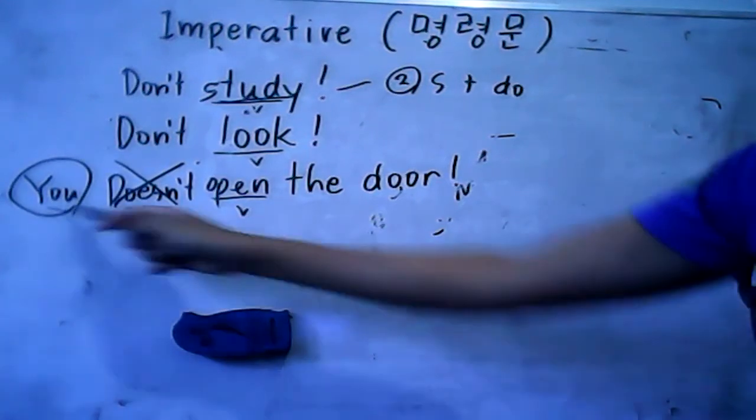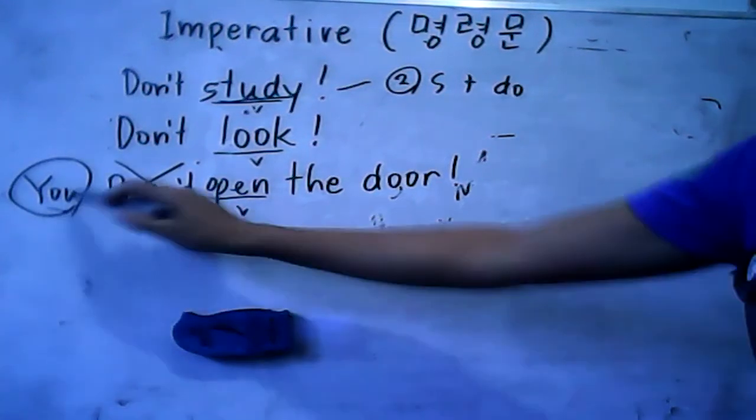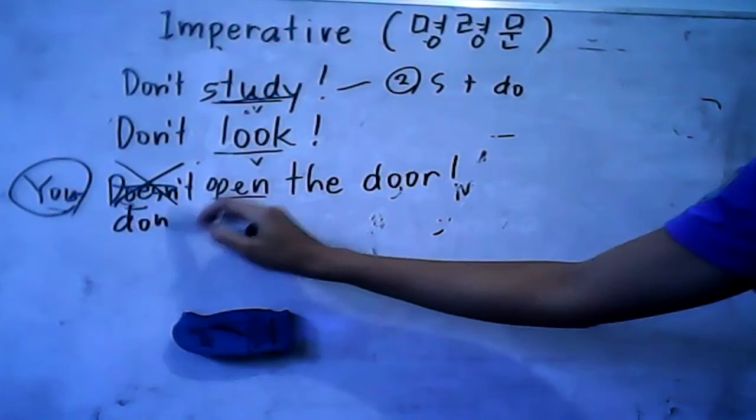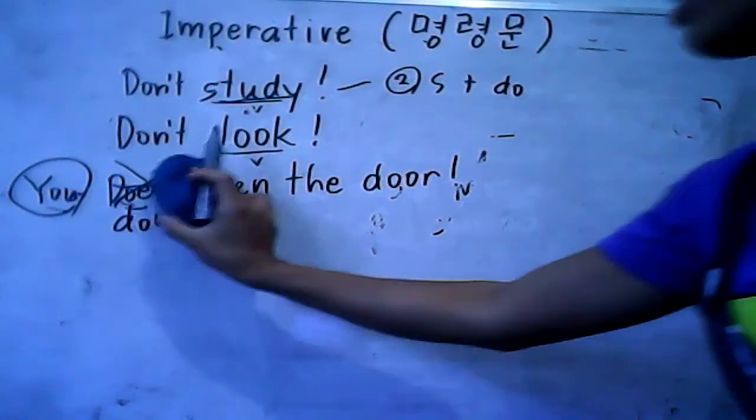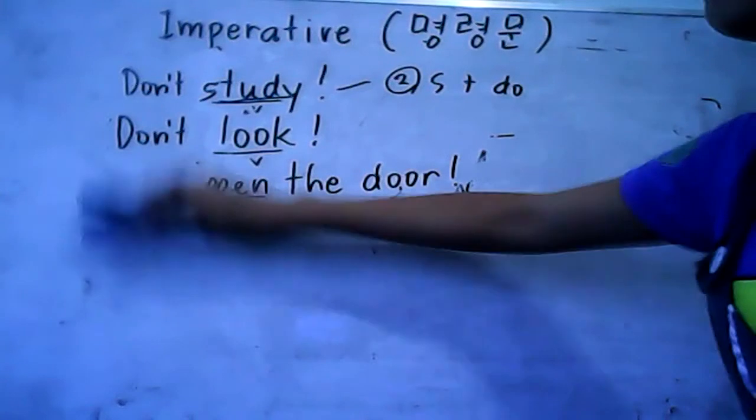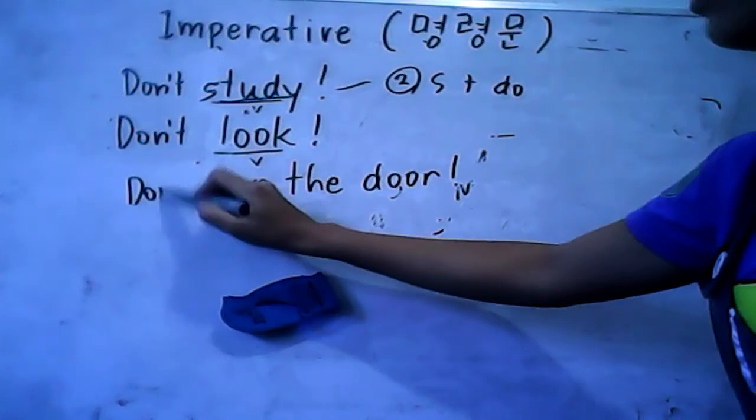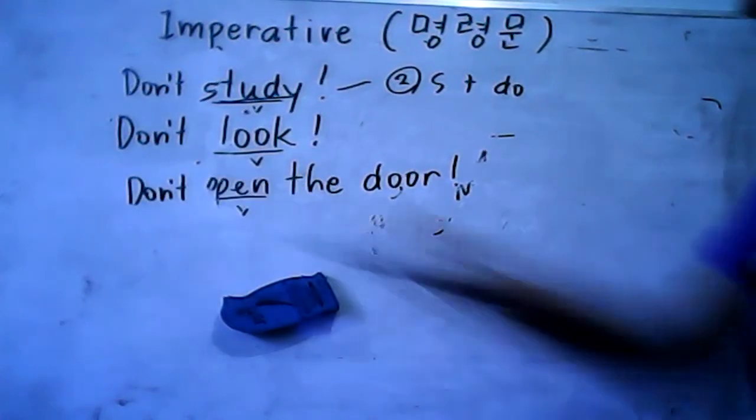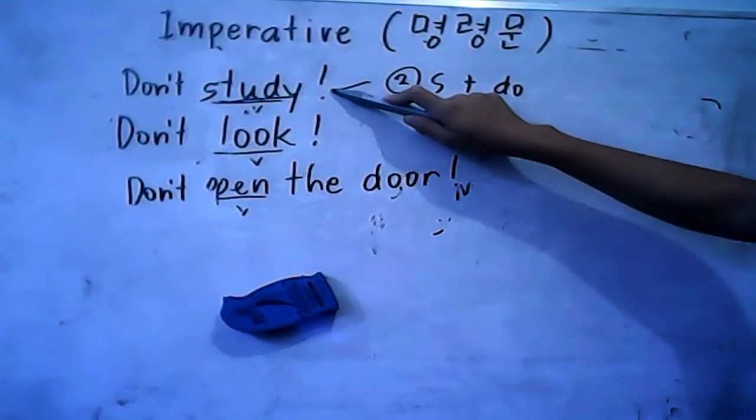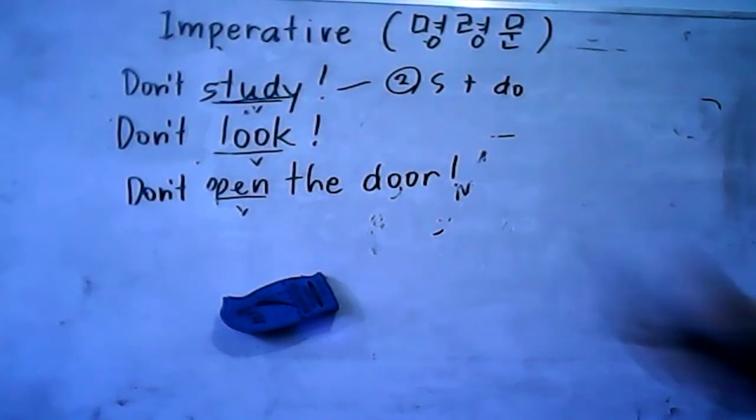So you, doesn't, we don't use them together. If you, we use don't. So for all imperative sentences, the negative form always uses don't. So don't study, don't look, and don't open the door.